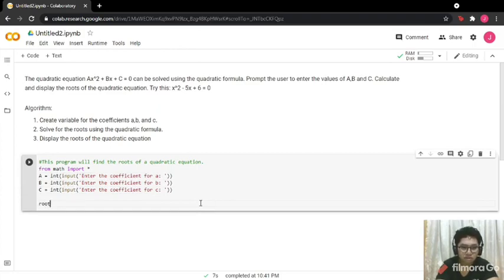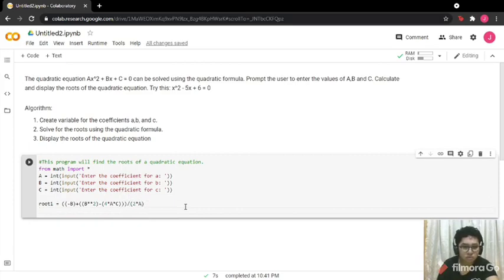So I will first get the first root, which is root 1. The formula for getting the root is just negative b, then plus the square root of b squared minus 4ac. Then all of this will be divided by 2a. Then we can get the second root by changing this addition into subtraction.